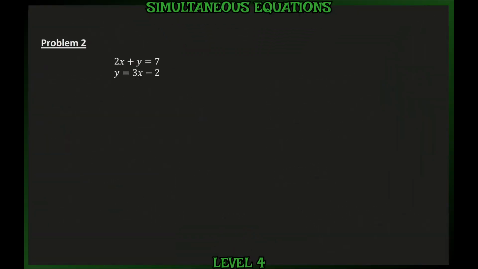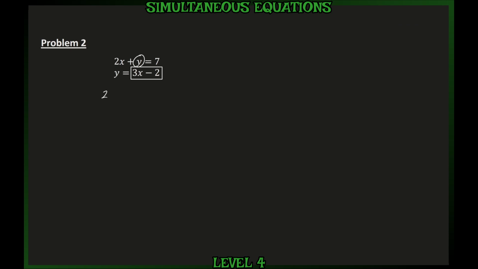In problem 2, we're solving 2x plus y equals 7 and y equals 3x minus 2. Now again, the second equation here has y as the subject, and that means that the easiest way to solve this is going to be by using substitution. And the reason for that is we can take the 3x minus 2, which we know is equal to y, and substitute it into the first equation.